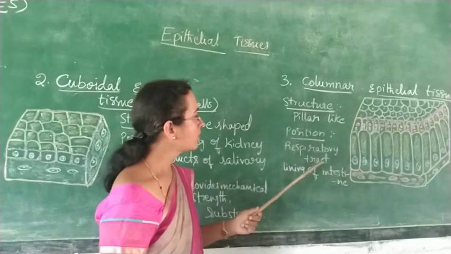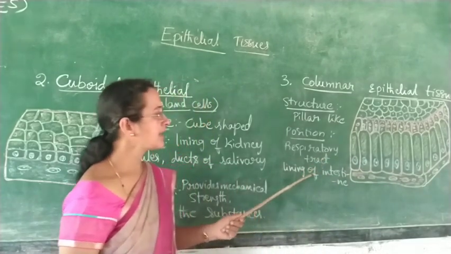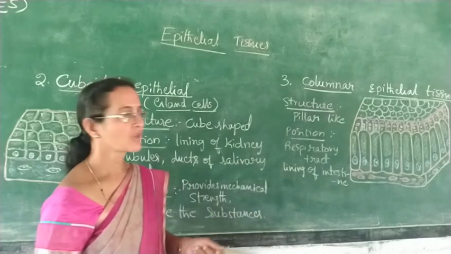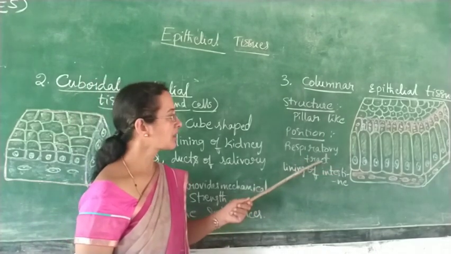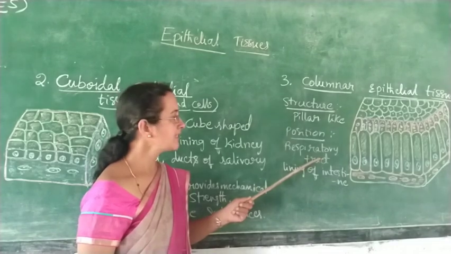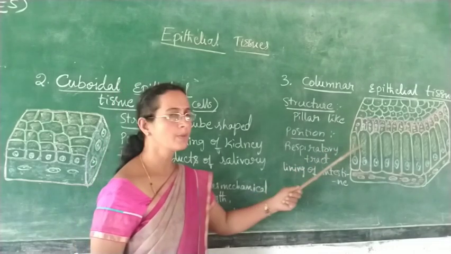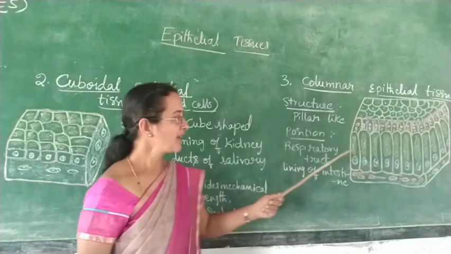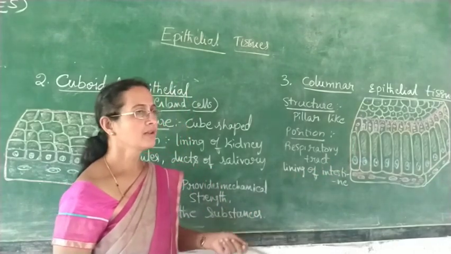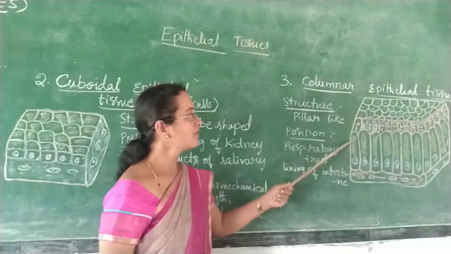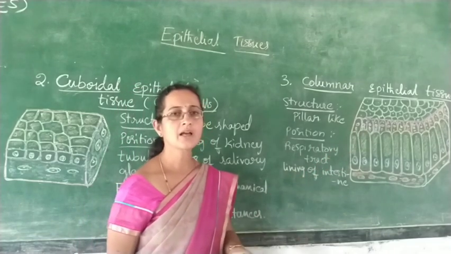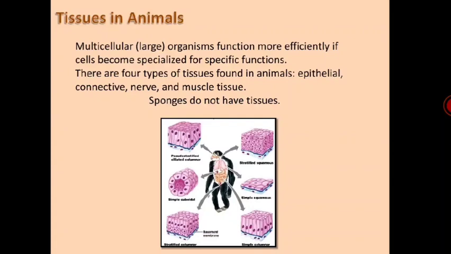These are found in the respiratory tract and lining of the intestine. Here the air consisting of oxygen or carbon dioxide will move easily through the respiratory tract with the help of these cells, as well as in the intestine, food will move very easily with the help of these ciliated columnar epithelial tissues.